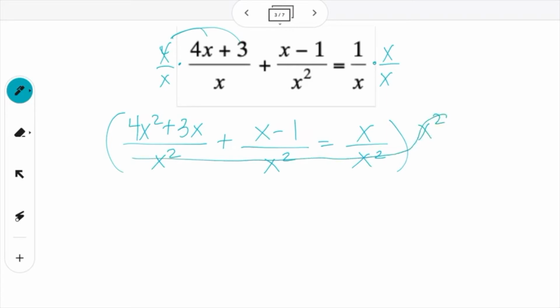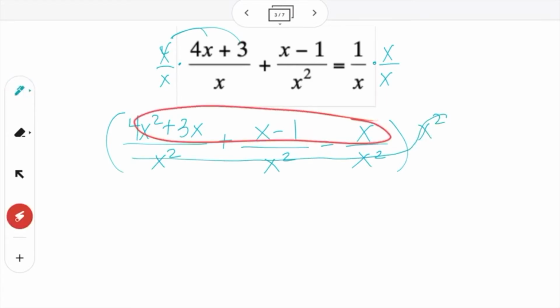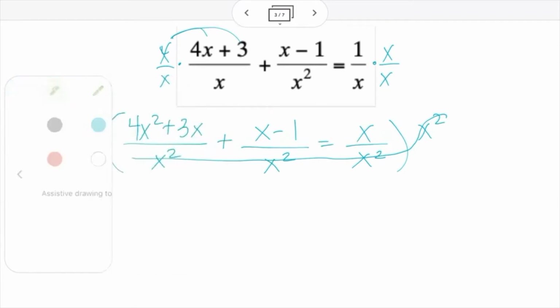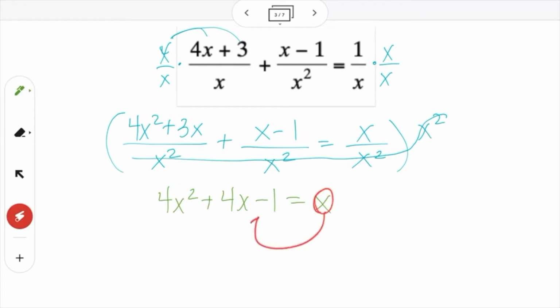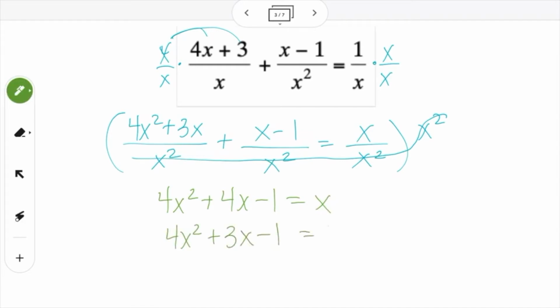And then again, we multiply by x squared, and all of those denominators cancel. And now I'm really just looking at the numerators to solve them. If I go ahead and combine some like terms on the left side, I have 4x squared plus 4x minus 1 equals x. Since this is a quadratic, I need it equal to 0, so I'm going to move this x over, and it's really going to give me 4x squared plus 3x minus 1 equals 0.